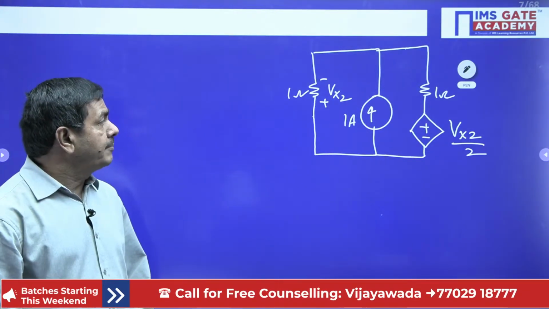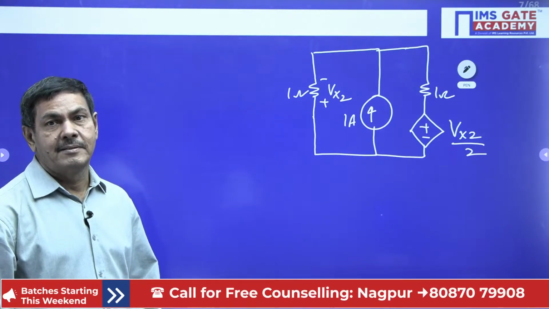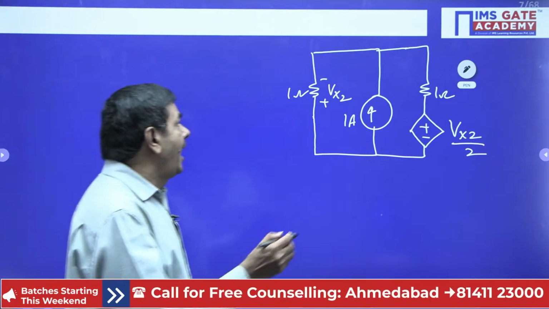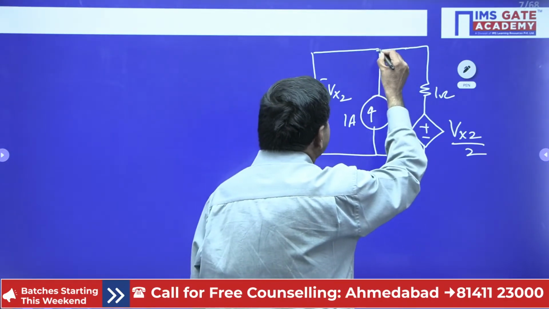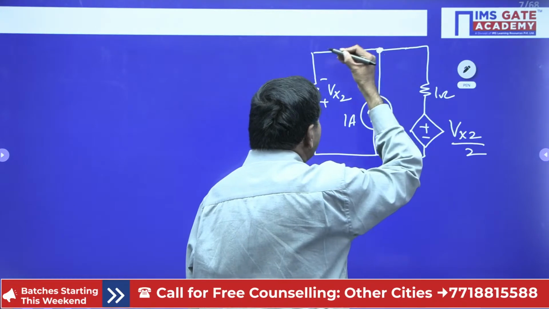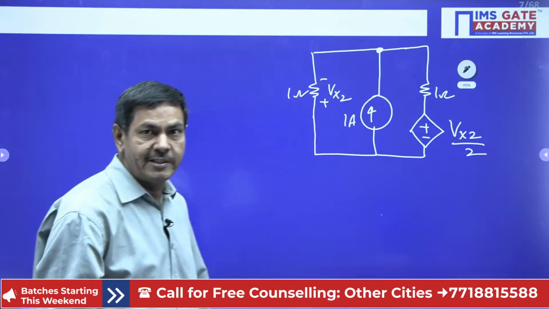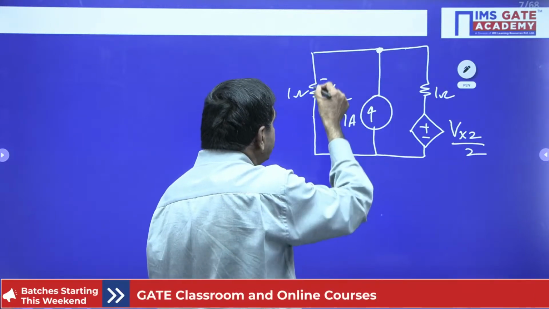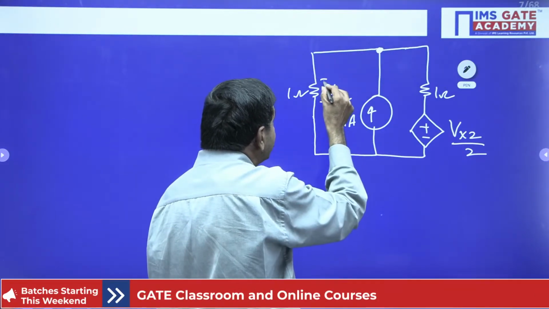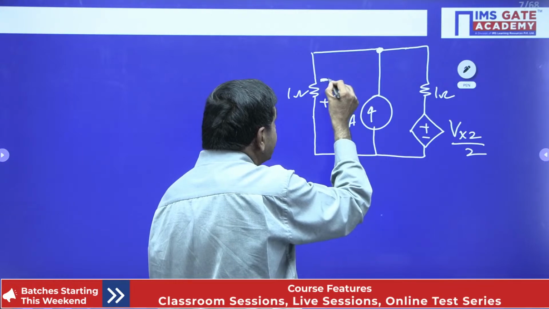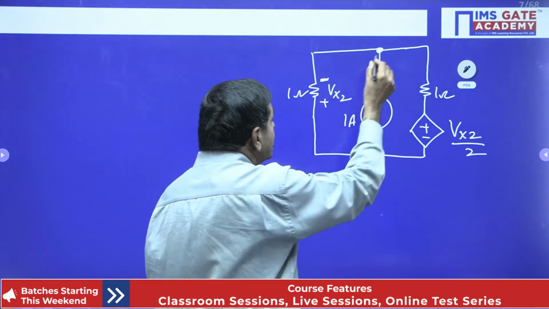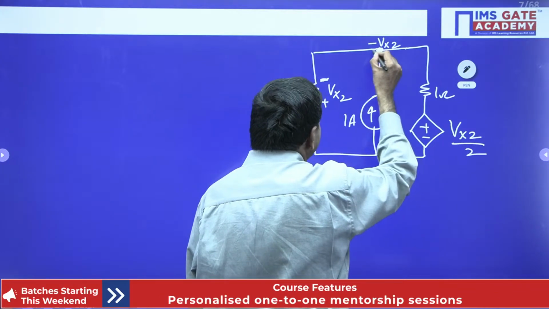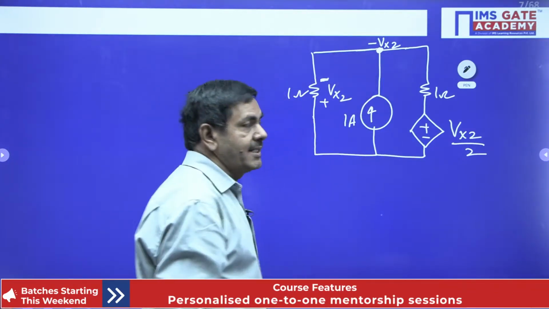But we need to determine Vx2 again. What way can we find Vx2? Any method, your choice. I want to apply nodal analysis. By using this nodal analysis, we can determine the Vx2 value. What is this node voltage? Voltage across the resistance is directly given, minus Vx2. Sign is given minus Vx2 voltage across this. So this node voltage is also minus Vx2. Same voltage minus Vx2 we got this side.